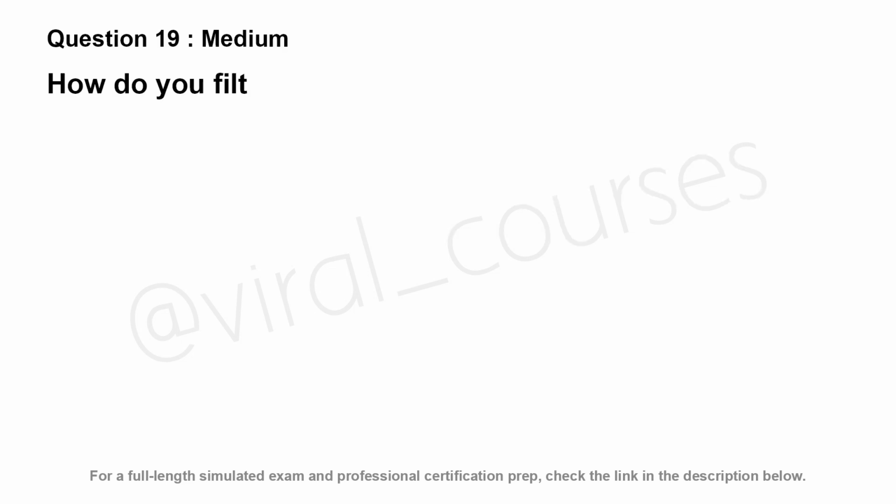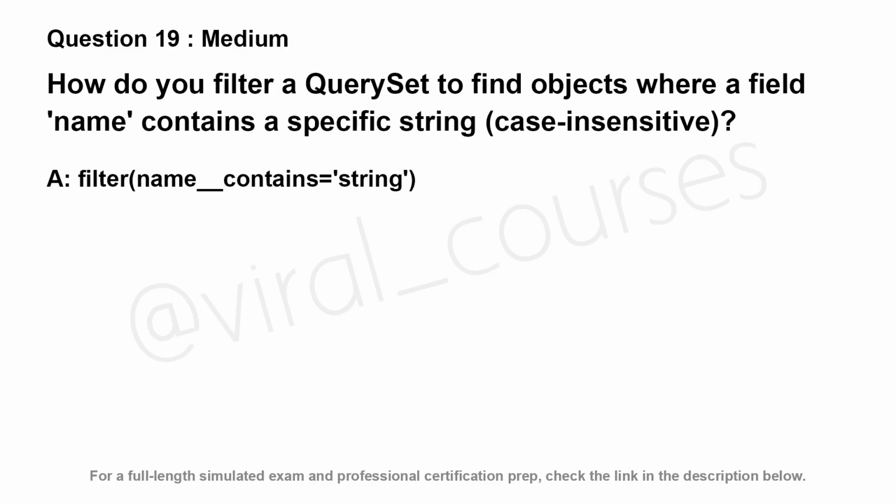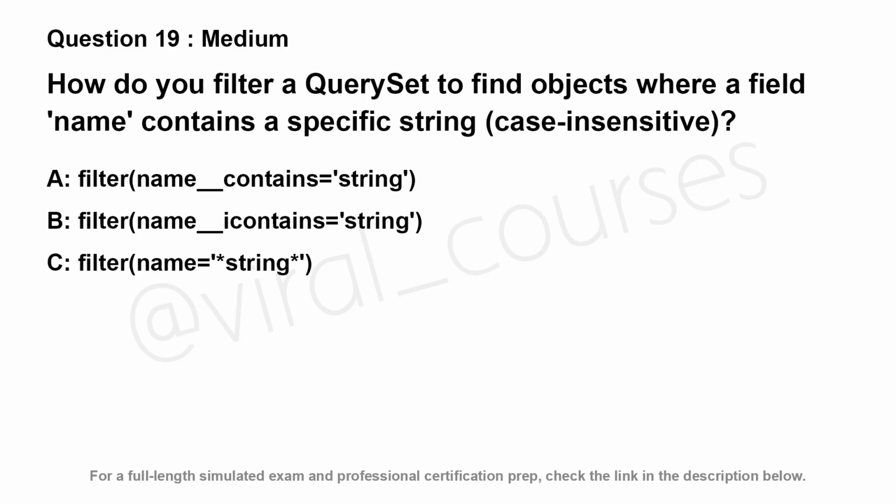How do you filter a queryset to find objects where a field name contains a specific string, case insensitive? Option A. filter(name__contains=string). Option B. filter(name__icontains=string). Option C. filter(name=string*). Option D. filter(name__search=string).